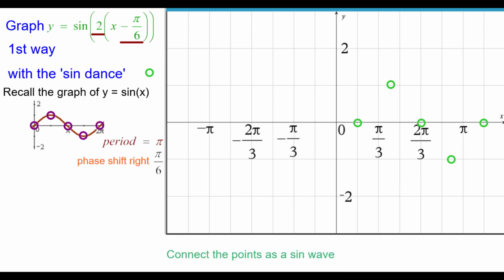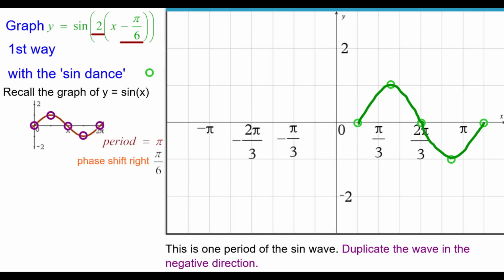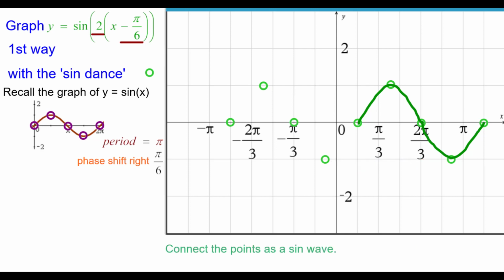Connect the points as a sine wave, frown or concave down, smile or concave up. This is one period of the sine wave. We can duplicate this in the negative direction by going back pi, the period, from each of the points, especially the key points. Going back pi from each of those 5 key points, connect the points as a sine wave, frown, and then a smile.